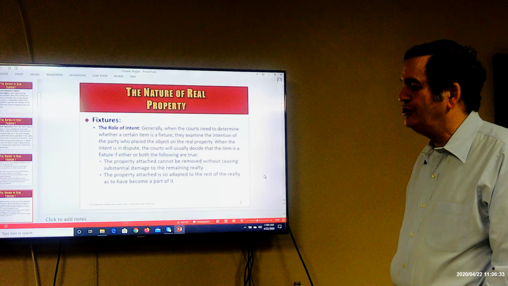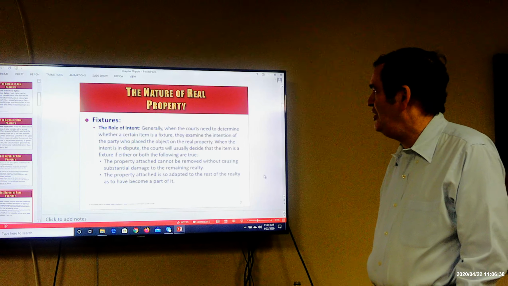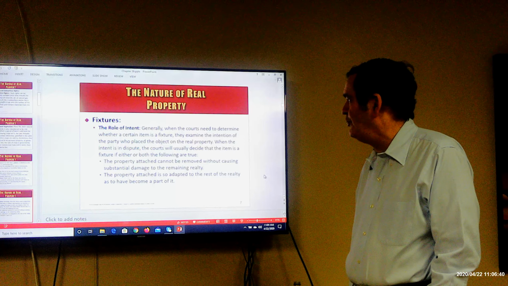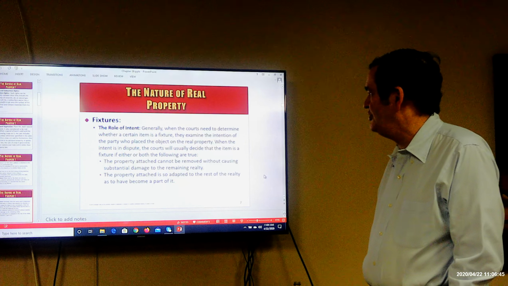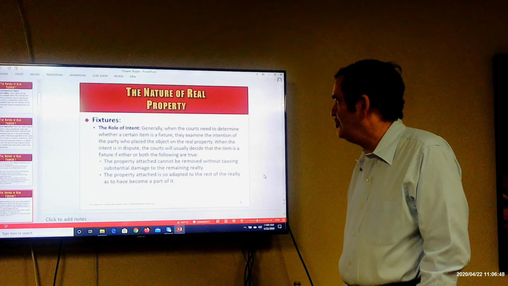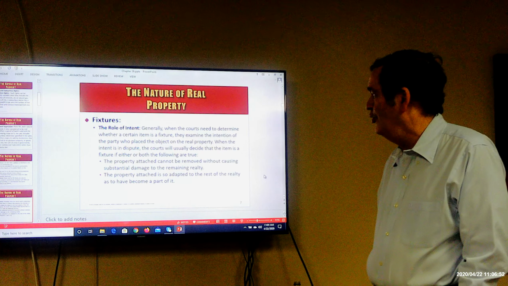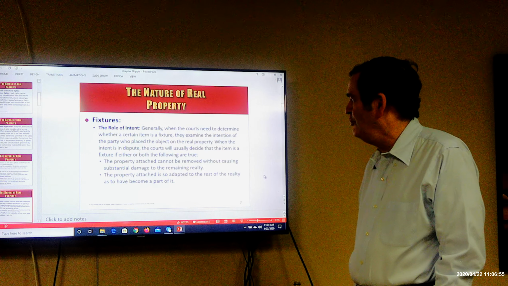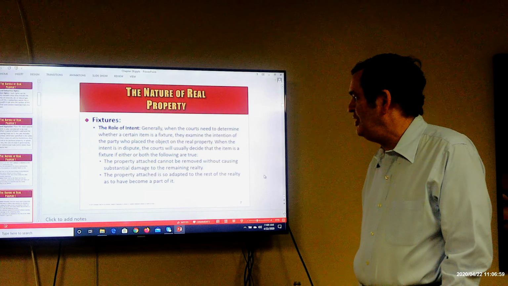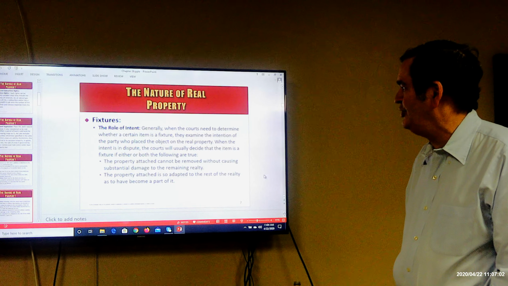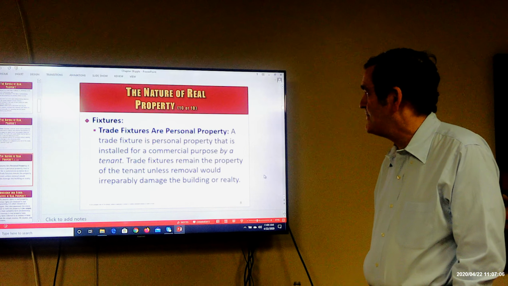So when the courts have to determine whether something is a fixture or not, they examine the intention of the party who placed the object on the real property. When that intent is in dispute, the courts look and decide if the item is a fixture by whether or not these things are true. The property attached cannot be removed without causing substantial damage to the remaining realty. The property attached is so adapted to the rest of the realty as to have become part of it. So that's how that decision is made.